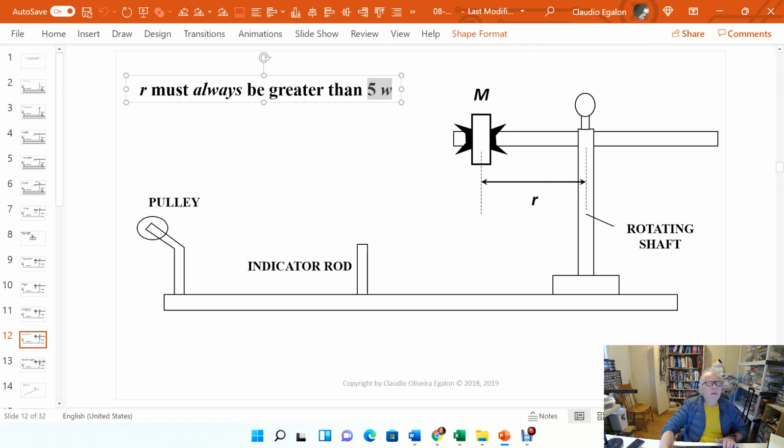If the mass is thicker than that, then the mass is no longer going to behave like a point mass. That's why we measure the W. The W doesn't affect our experiment, provided you have a radius that's greater than 5 times the thickness of the mass.